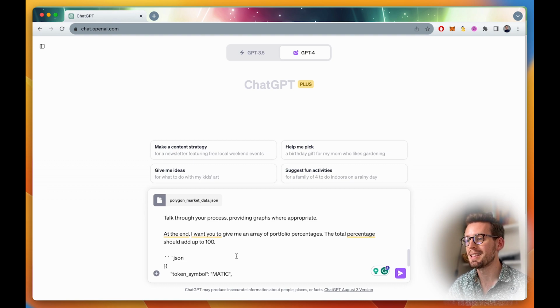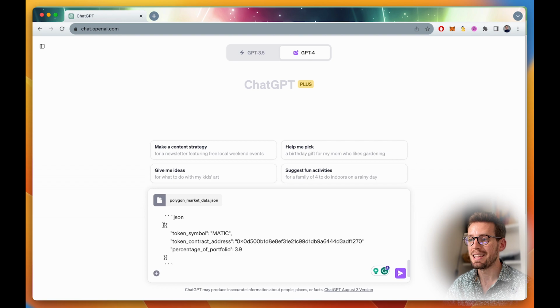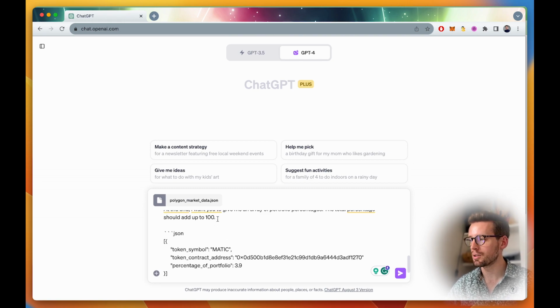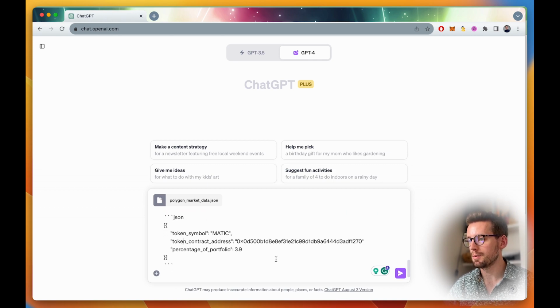And then the output now is going to be an array of tokens. So instead of buy and sell orders like yesterday, I'm asking it to just give me a complete portfolio and split it up into percentages and give me the token symbol and token contract address, all of which is available in the input data, and hopefully it will add up to 100%. We'll see. I know that ChatGPT is not good at addition, but hopefully we'll get something. If it doesn't add up to 100%, it's not the end of the world. I can just take the weightings and convert them afterwards.